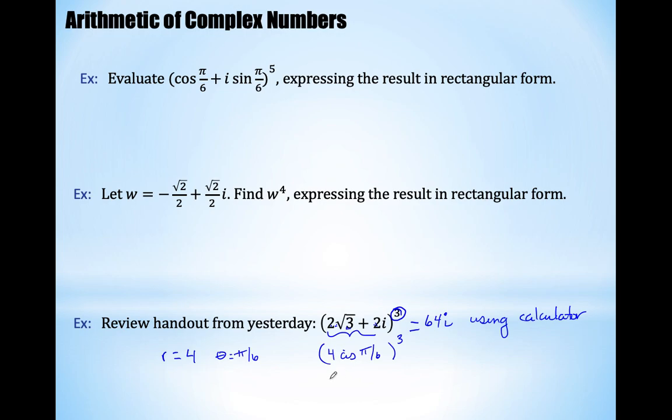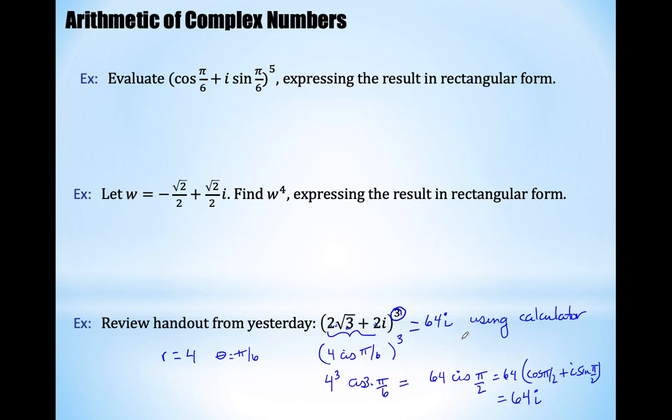Right? Demoivre says that is 4 cubed cis pi over 6 times 3. So that is 64 cis pi over 2. Cosine pi over 2 is 0. Sine pi over 2 is 1. So this is 64i. OMG. Sure, if I have a calculator, I don't need Demoivre.